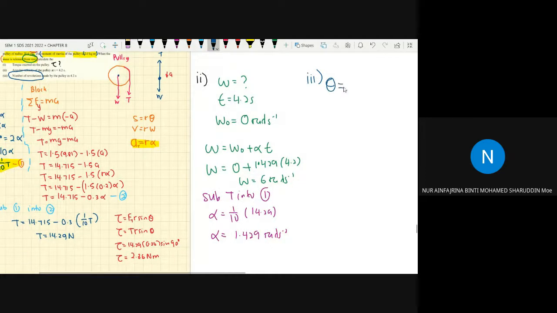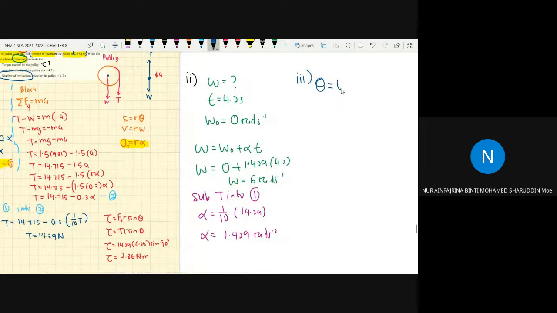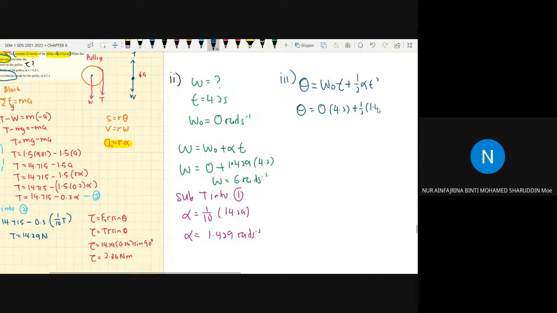Kalau nak cari theta, awak tengoklah salah satu formula equation tu. Kalau Miss pakai equation ni, omega naught T tambah dengan half alpha T squared. So kita tahu initial angular velocity adalah kosong, time dia adalah 4.2 tambah dengan half, alpha dia adalah 1.429 dan time dia adalah 4.2 squared. Kita dapatlah angular displacement, baru dapat dalam radian.